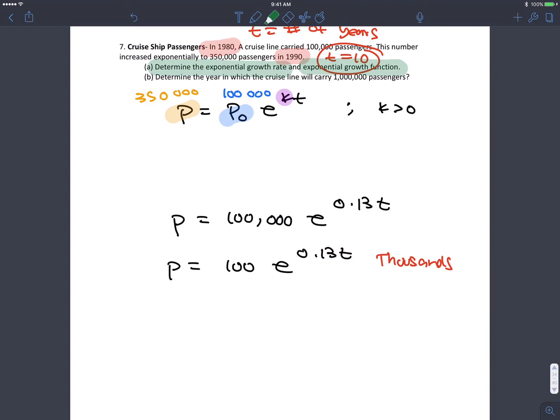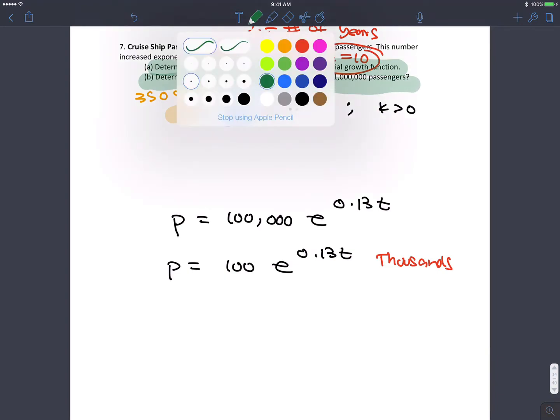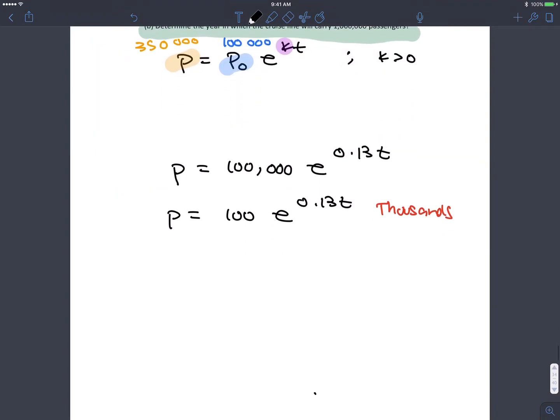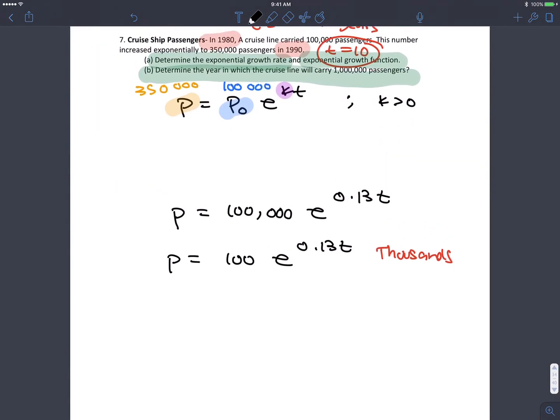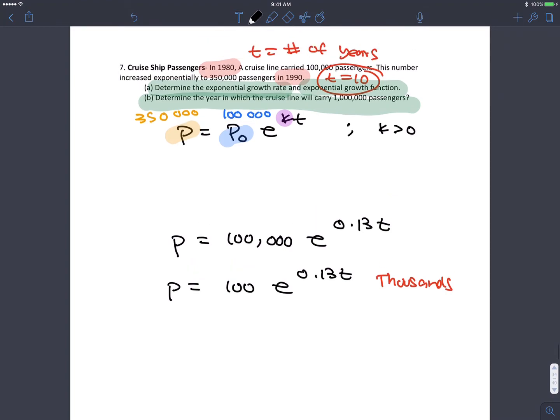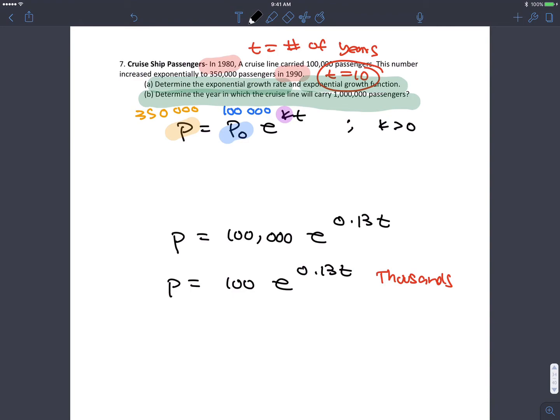Now, I guess what they're saying here is determine in the next question: determine the year in which the cruise line will carry 1 million passengers. So I'm reading this. Once I have my equation, I can actually answer the question. Now, be careful. They want to know the time, t, that's the year, right? T is the year after 1980. So I'm going to have to find the value for t here.